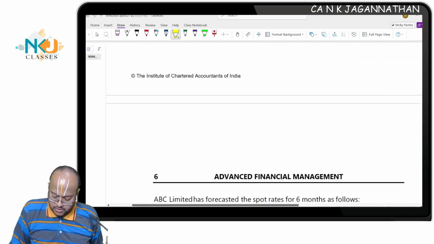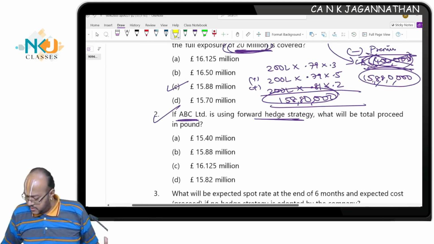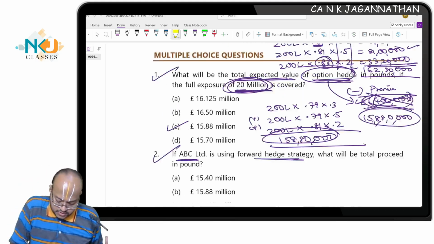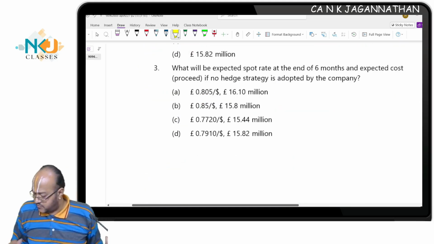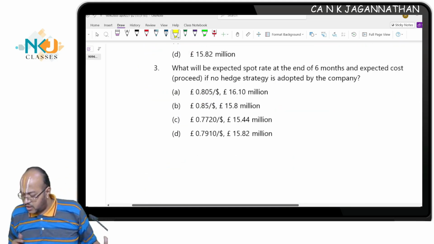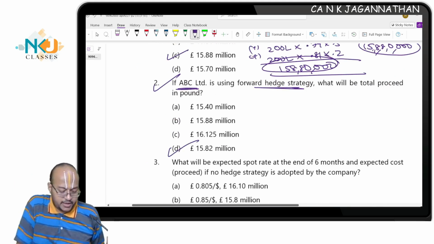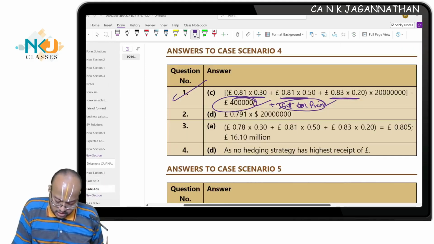0.7910. Which means, the receivable amount is 20 million, $20 million. The forward rate is 0.7910. How much is the amount? 15.82 million. D should be the solution. This is the forward rate. Are you all comfortable? D is the solution.